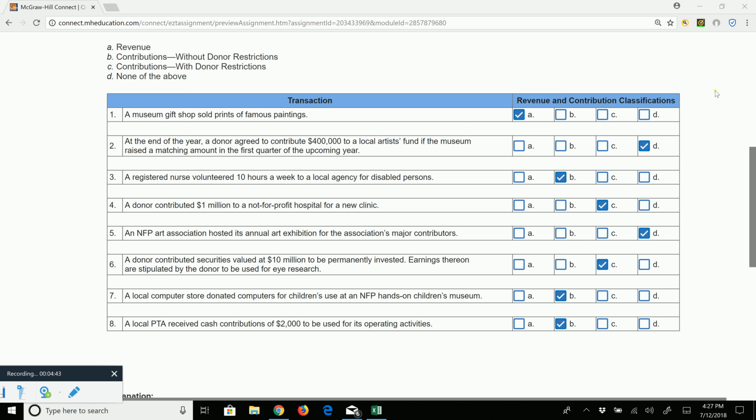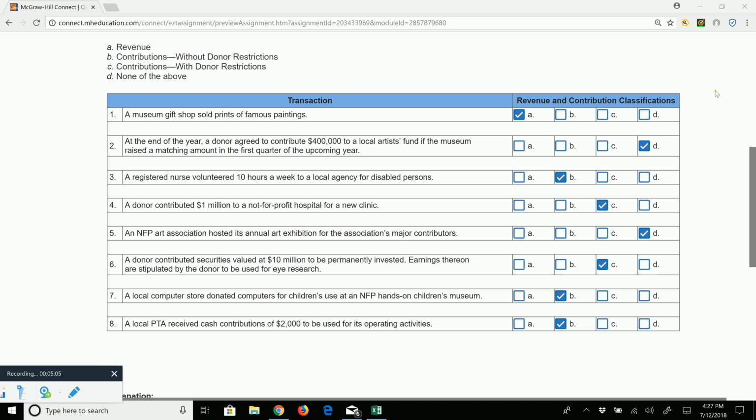Number 5, a nonprofit art association hosted its annual art exhibition for the association's major contributors. Okay, all we did was host an event. Nothing is going on here. We're not receiving any revenue. We're not receiving any contributions yet. Obviously, I hope we will throughout the course of the evening, but as of now, nothing.